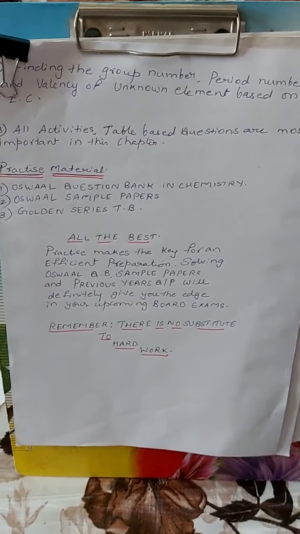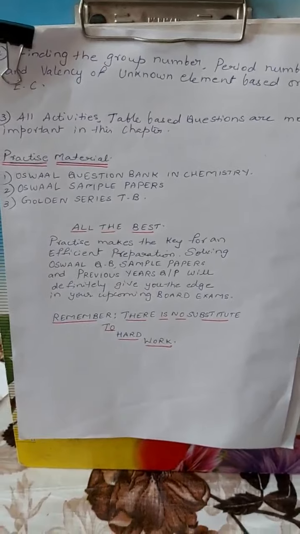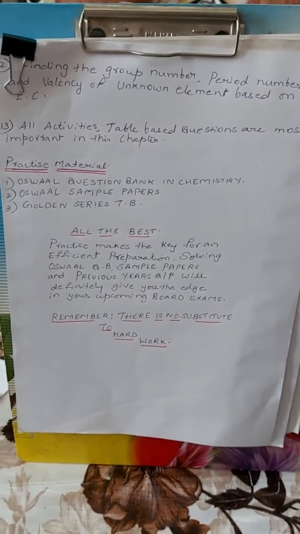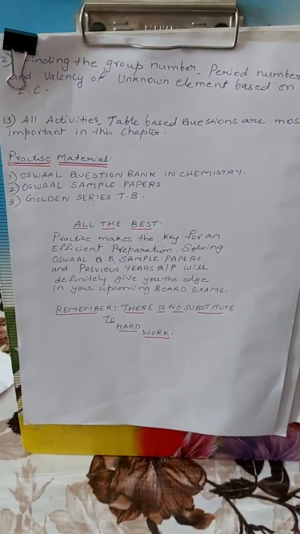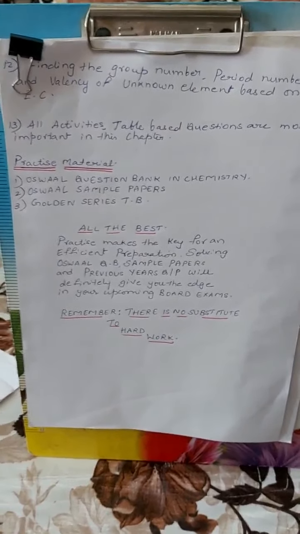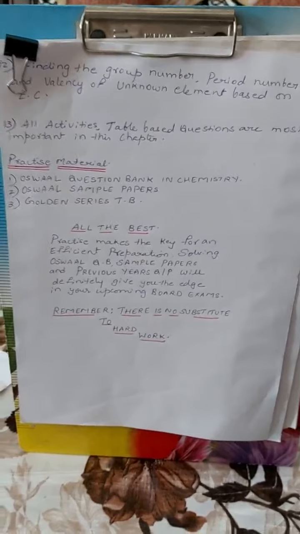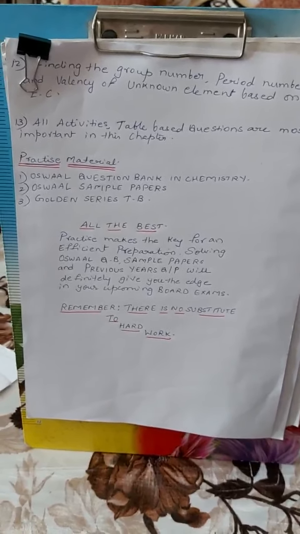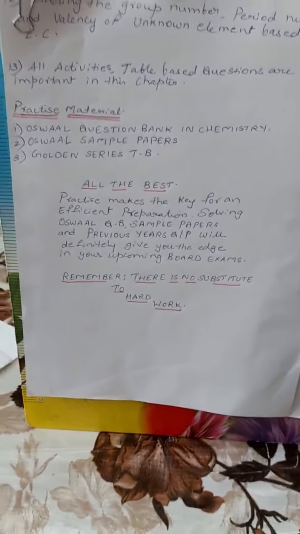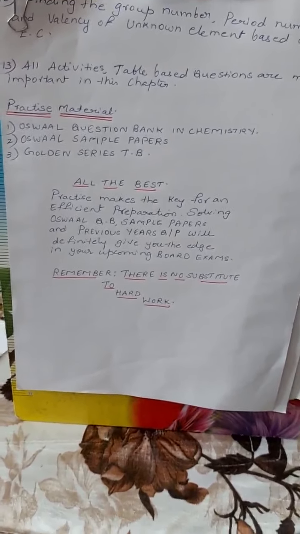Finding the group number, the period number, and the valency of a known element based on electronic configuration also is very, very important. Along with this, please practice all the activities, the table-based questions, which are the most important in this chapter.